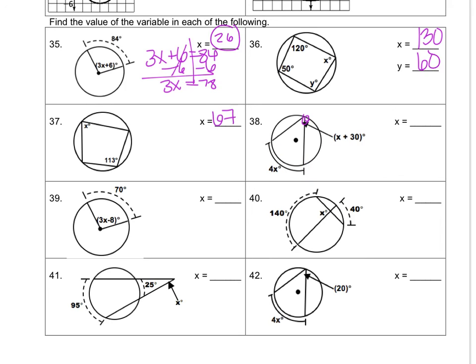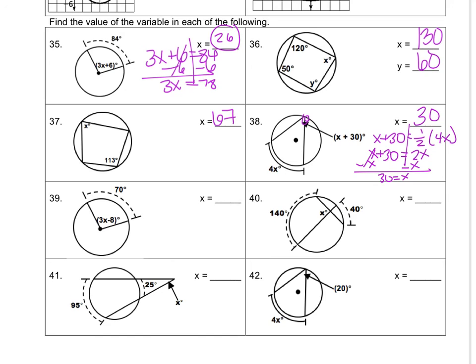So when we set that up, we're going to do the angle, which is x plus 30. That has to be 1/2 of this arc. Well, what is that arc? That arc is 4x. So I have x plus 30 is 1/2 of 4x. Well, 1/2 of 4 is 2, so it's 2x. So I'm going to subtract x on both sides, and I'm going to get 30 equals x. So this value of x is 30.